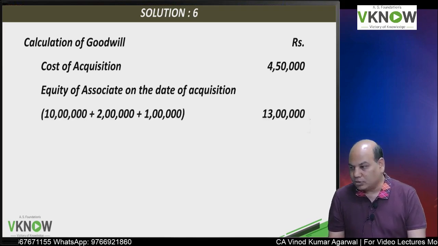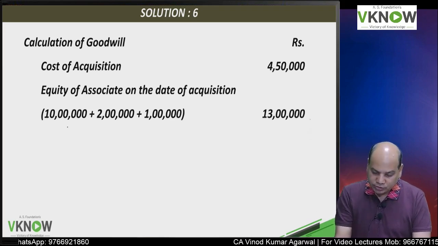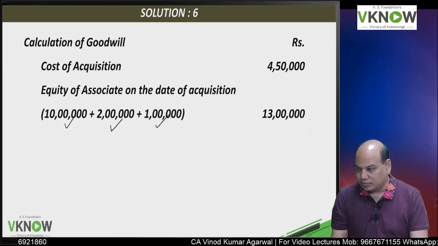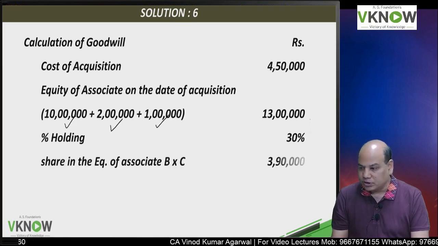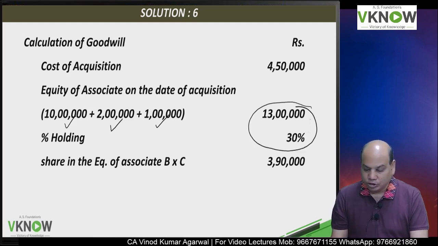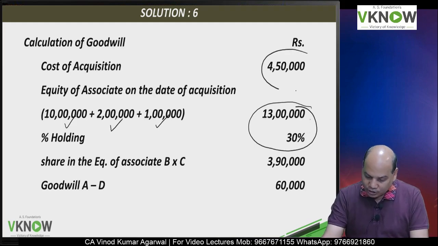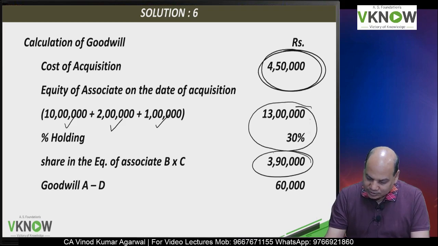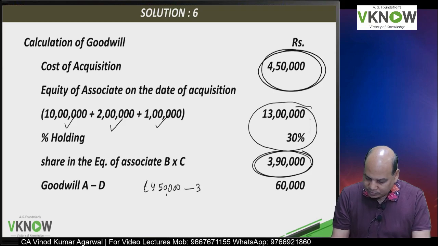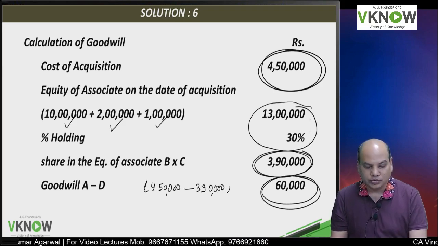So you will have to first find out cost of acquisition, then equity or net asset on the date of acquisition: share capital plus general reserve plus securities premium, 13 lakh. What is your percentage holding? 30%. Share in net asset on the date of acquisition is 3,90,000. Therefore goodwill is 4,50,000 minus 3,90,000. Goodwill will be 60,000 rupees. This is for disclosure purpose under AS 23.